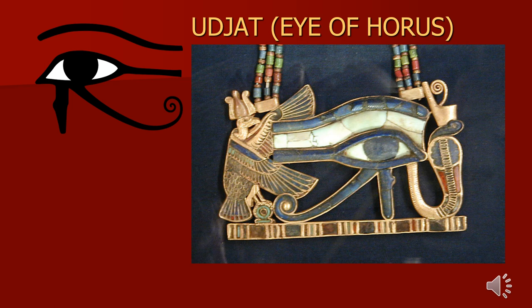So it goes along with the idea of protection. It has now become synonymous with protection, royal power, good health and rejuvenation. And the different parts of this symbol represent different parts of your senses too, which we'll discuss when I go through this again with you guys.